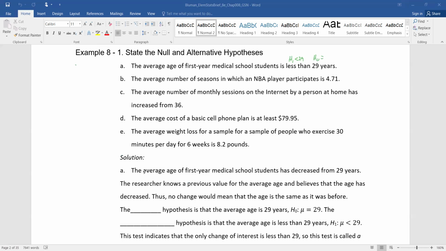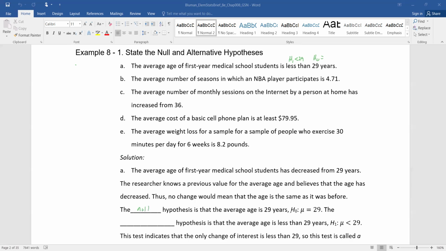So when we look at how they answer the question here, it says the average age of first year medical school students has decreased from 29 years. The researcher knows a previous value for the average age and believes that the age has decreased, right? So that is the hypothesis that we are going with. Thus, no change would mean that the age is the same as it was before. So the null hypothesis is the average age of 29.